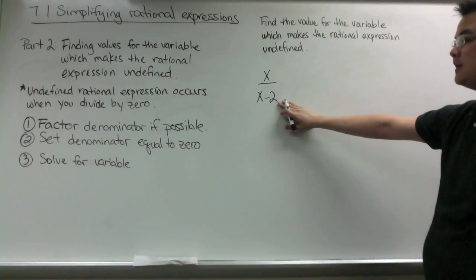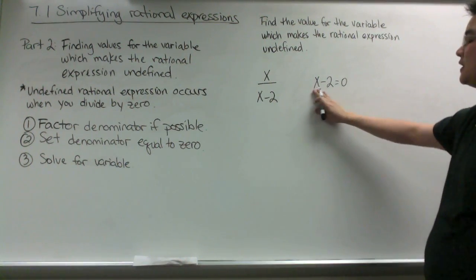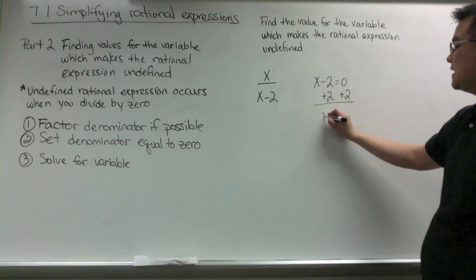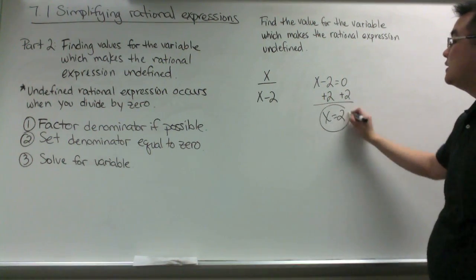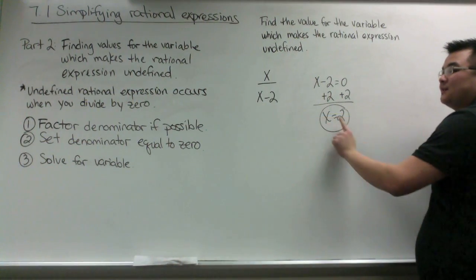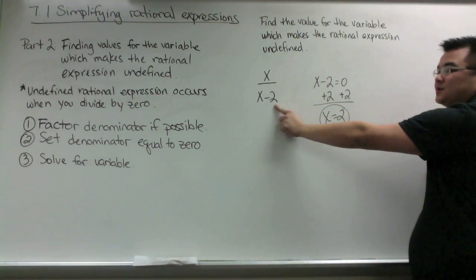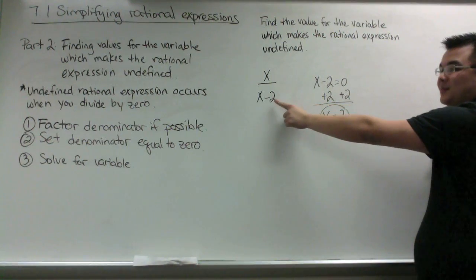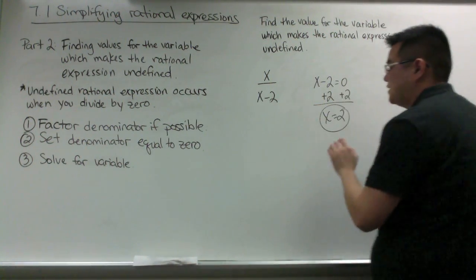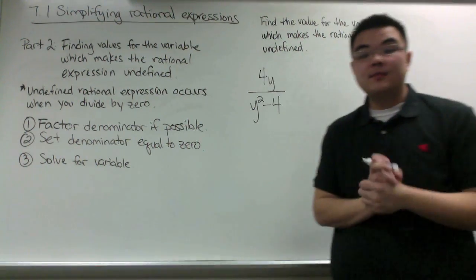The denominator is already factored, so we're going to take the denominator, set it equal to 0, and then we're going to solve for the variable by adding 2 to both sides, so x is equal to 2. So 2 is the value that would make this expression undefined, because if we were to substitute 2 back in the denominator we would get 2 minus 2, which is 0, and when we divide by 0, that is when we have an undefined rational expression. So x equals 2 is the answer to this question.